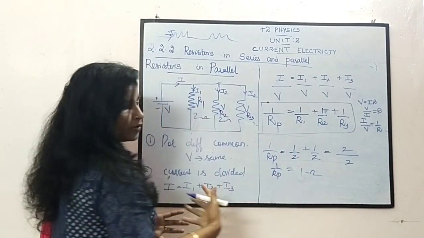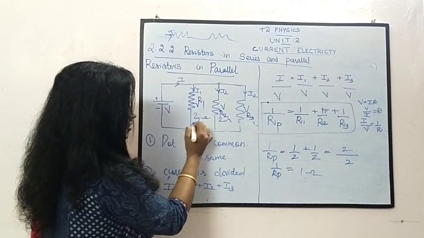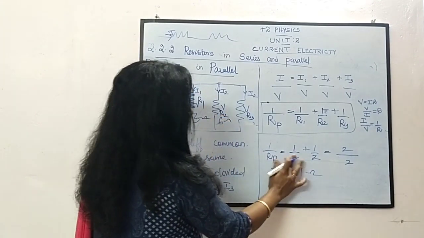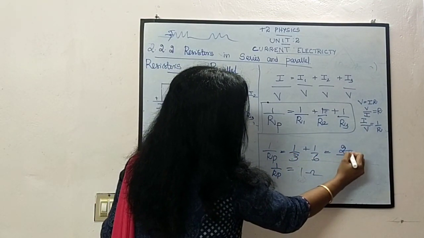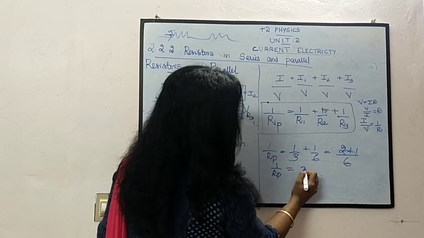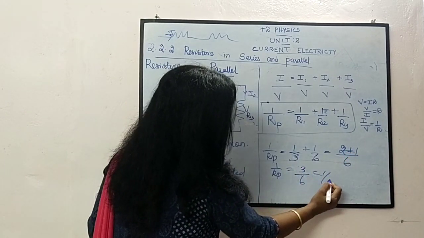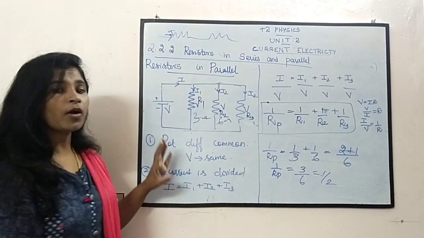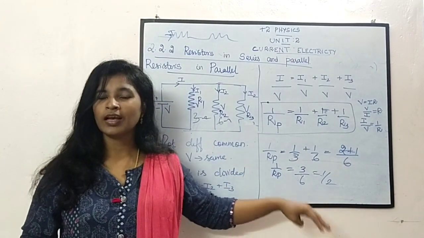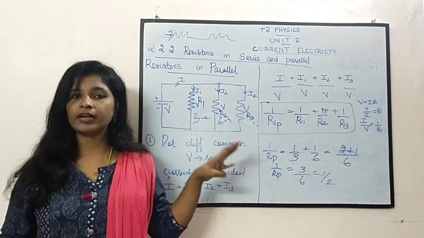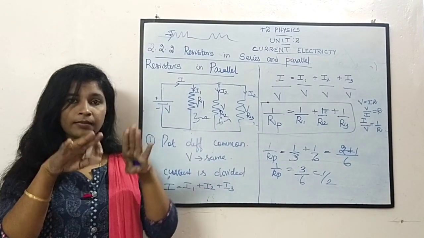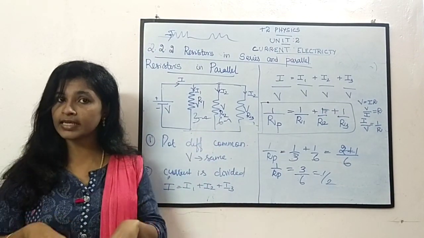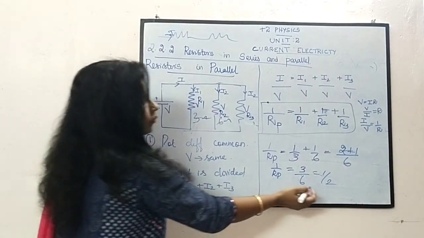Otherwise you can take some other values. Take this as 3 and this as 6. 1 by 3, 1 by 6. What happens? 2 plus 1, so 3 by 6, that is equal to 1 by 2. So what about my effective resistance now? It is getting reduced. Here it is 3, here it is 6, and now my effective resistance is getting reduced. It becomes 1 by 2.